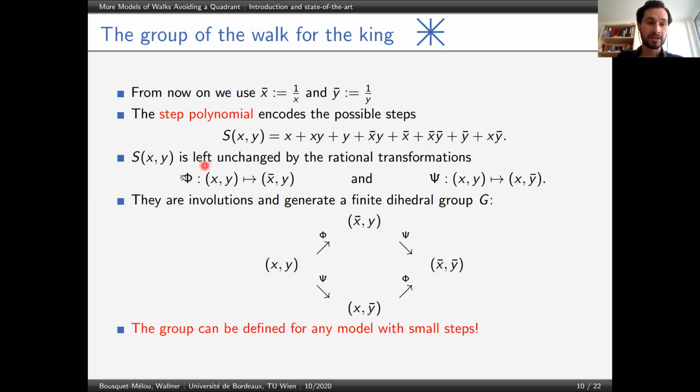Then the important observation here is that S of x, y is left unchanged by some rational transformations, which are shown here. So x is changed into x bar and y is changed into y bar. These are actually involutions, and they generate a finite dihedral group G. Note that this group can be defined for any model with small steps analogously.